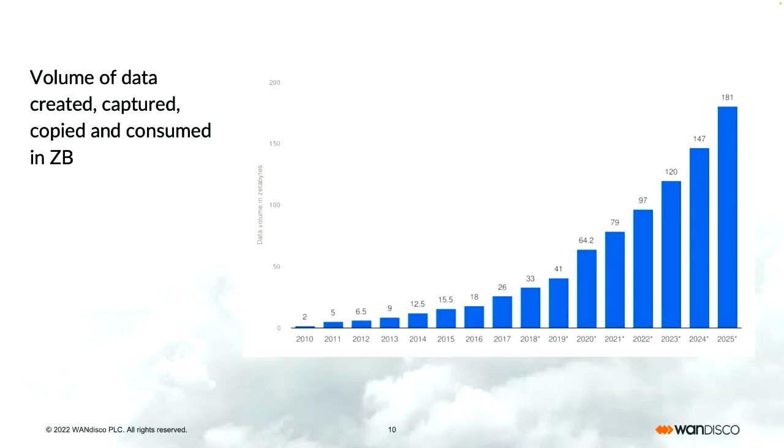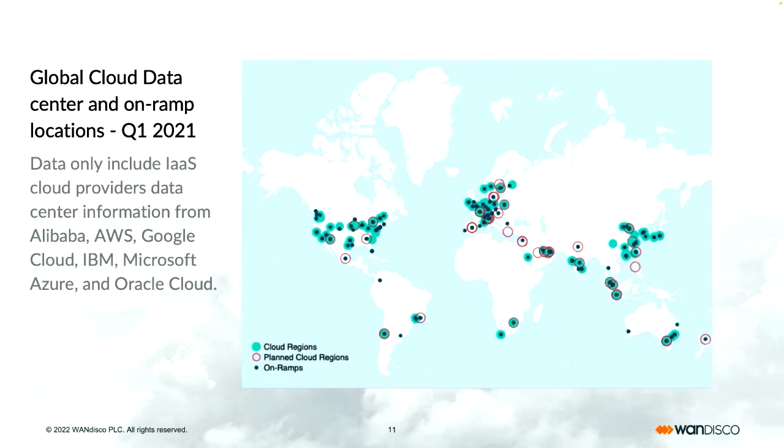So what do you do about this? There's an obvious gap between the volume of data being created and captured and copied, consumed, and the rate at which that's increasing. We need to solve this challenge. It's a fundamental challenge. Now, the cloud providers, of course, are scaling out their systems to accommodate this, building more and more capacity over time. Here's a quick map of global cloud data center and on-ramp locations as of first quarter of last year. It's changed a lot since then.